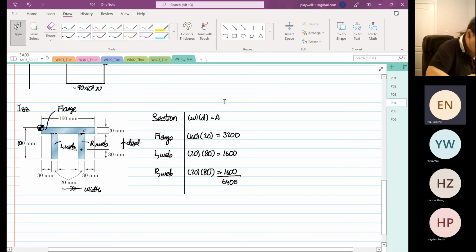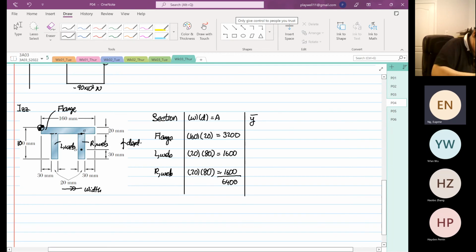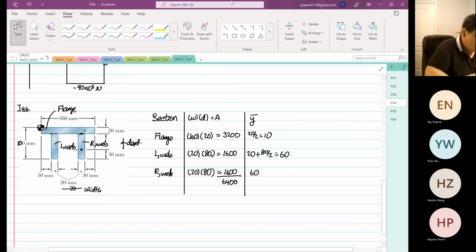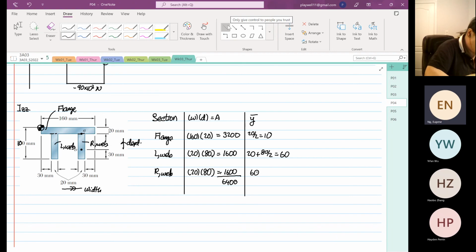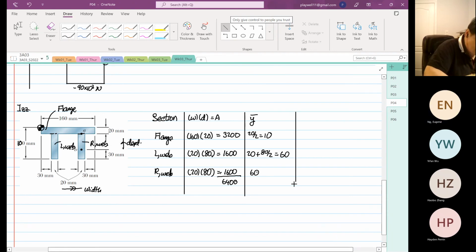Next, we determine our y bar, the individual section centroid. Small y bar for the flange is 20 divided by 2, which is equal to 10. Because the datum is at the top, for the web this is 20 plus 80 divided by 2, so 80 divided by 2 plus 20 is 60. Likewise, this will also be 60.